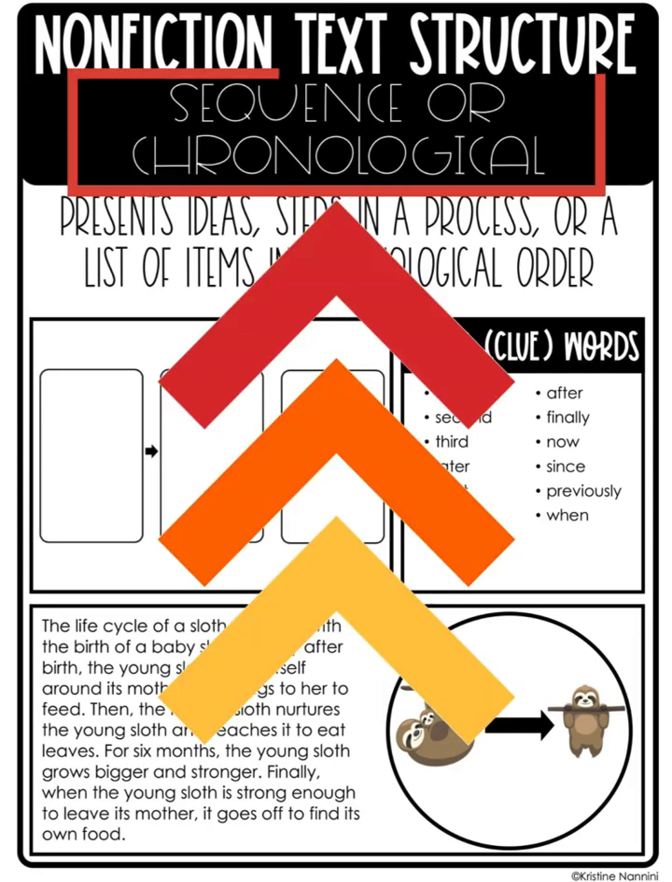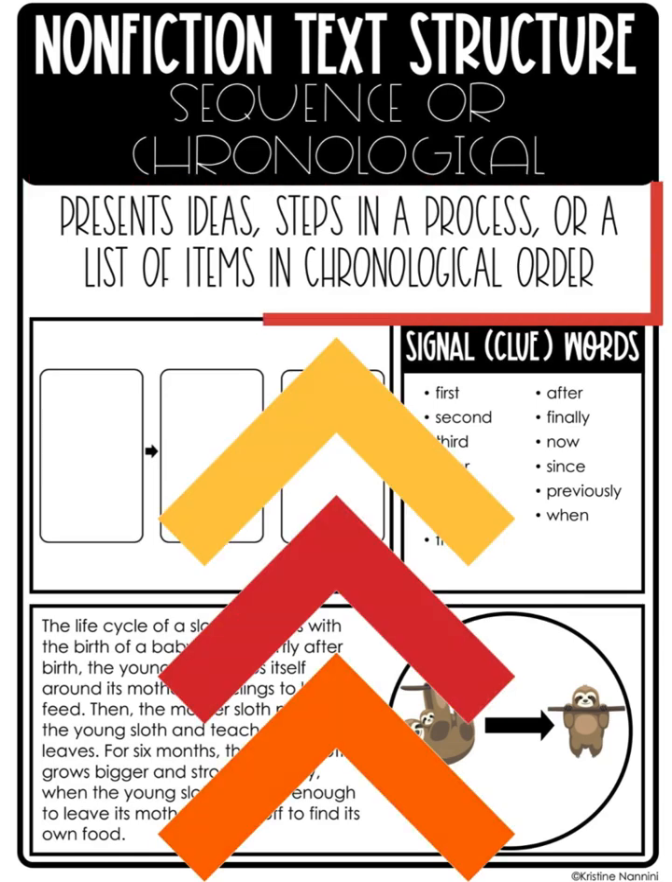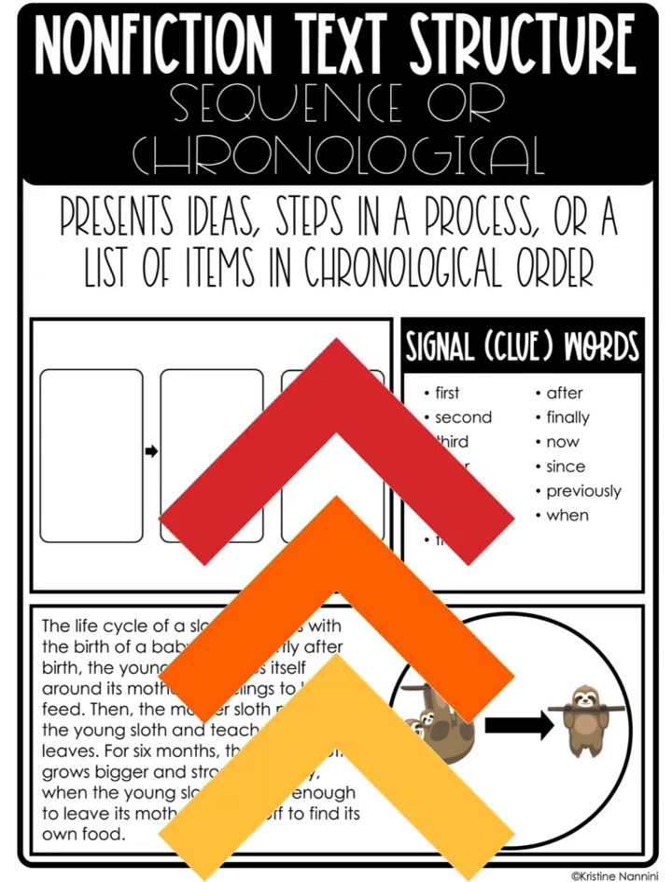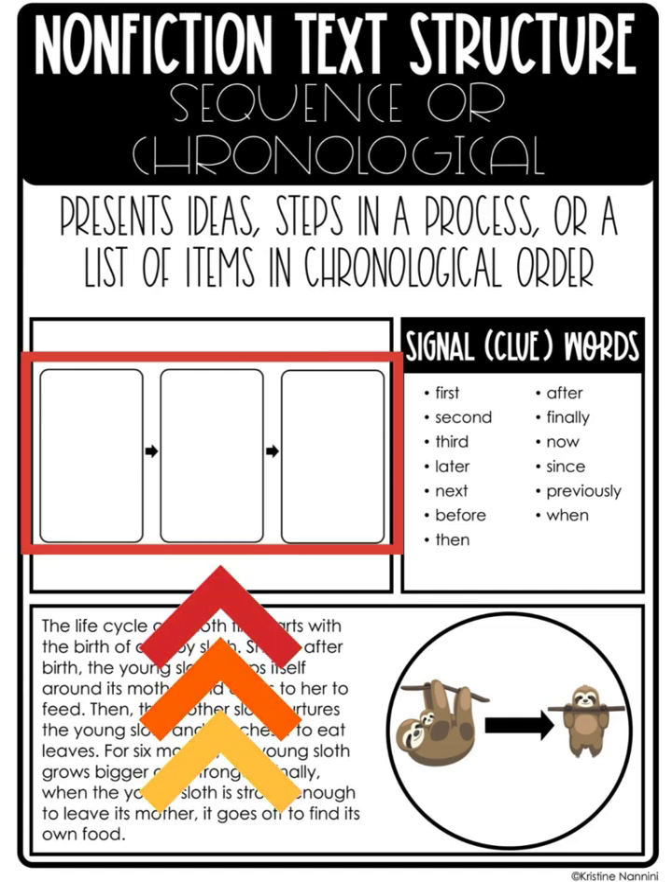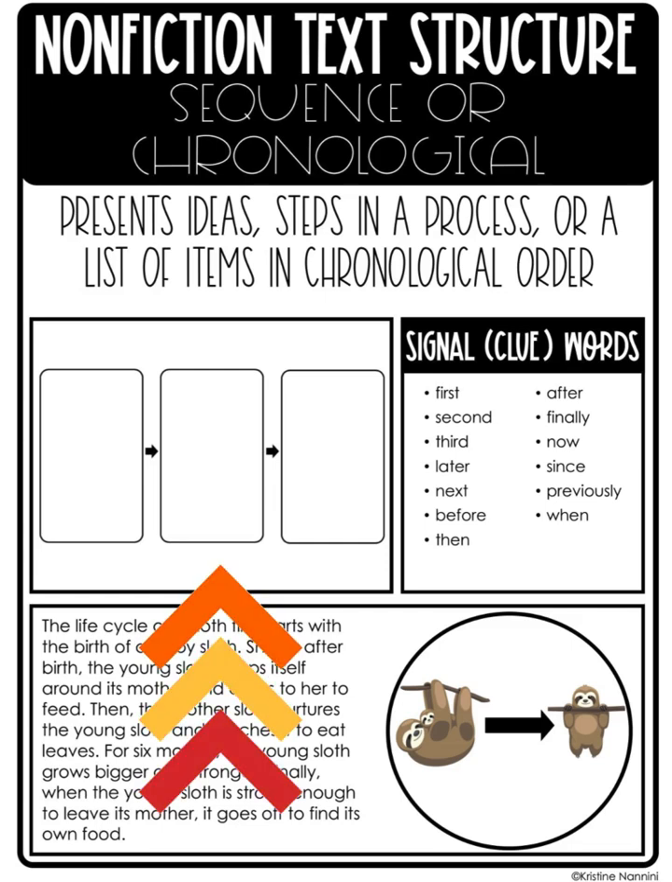Chronological text structure is also known as sequence or sequencing. The definition for sequence or chronological text structure is it presents ideas, steps in a process, or a list of items in chronological order. Notice the graphic organizer for sequence or chronological text structure is a series of rectangles or boxes that lead to the next.